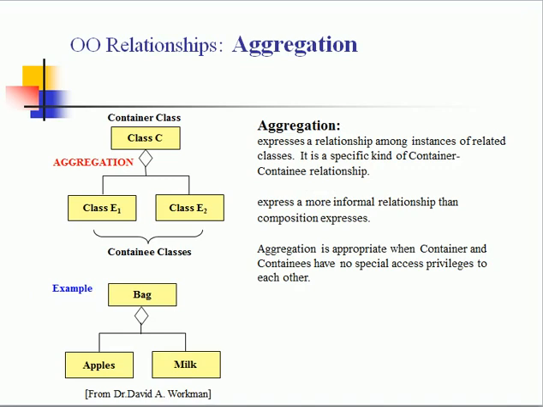Next, aggregation. Aggregation expresses a relationship among instances of the related classes. It is a specific kind of container and containee relationship. It expresses a more informal relationship than composition. Aggregation is appropriate when container and containees have no special access privileges to each other. This is an example for aggregation.